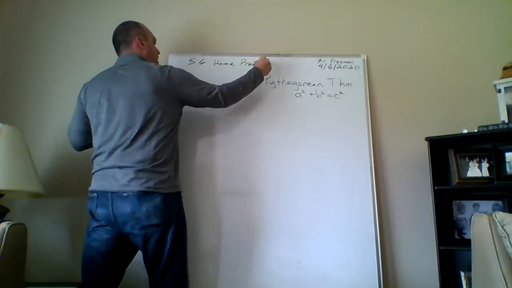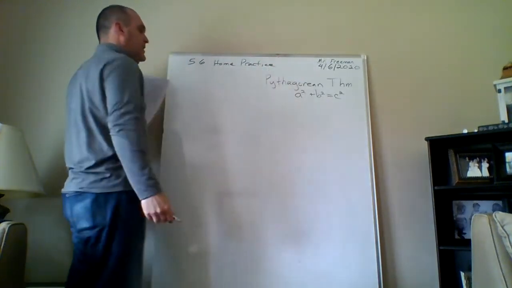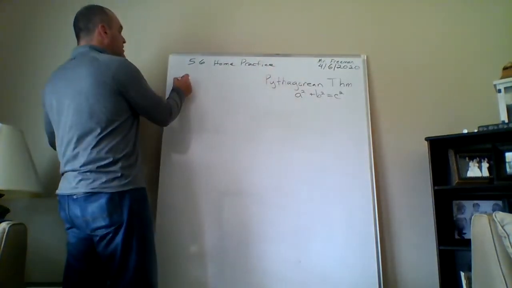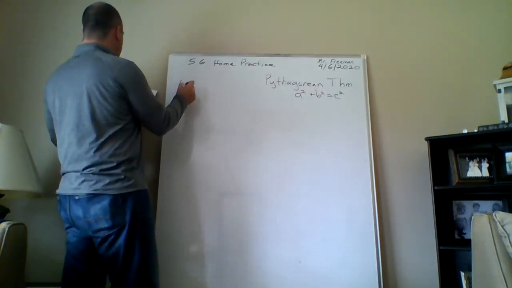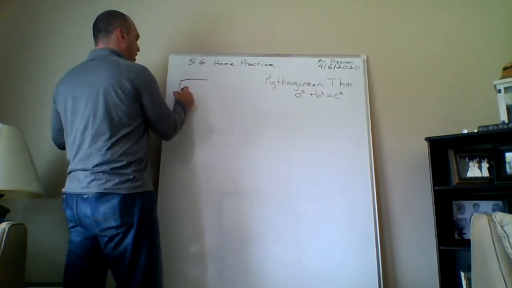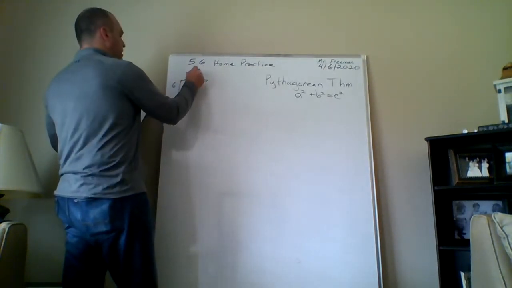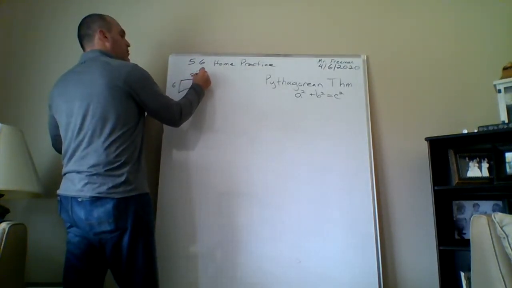And yes, I abbreviated homework to home. Okay, 5.6, homework practice. The first thing they give you is this upside down triangle-ish looking figure, but it's more of a real life situation because they tell you this is 6, and they tell you this is 8, and these are miles.